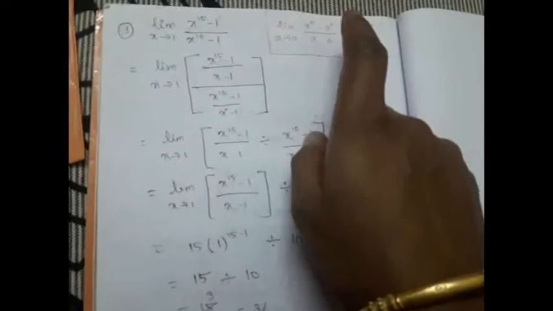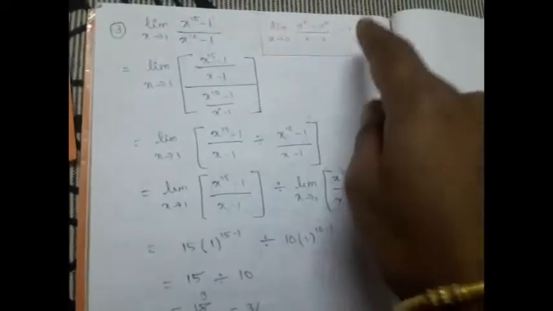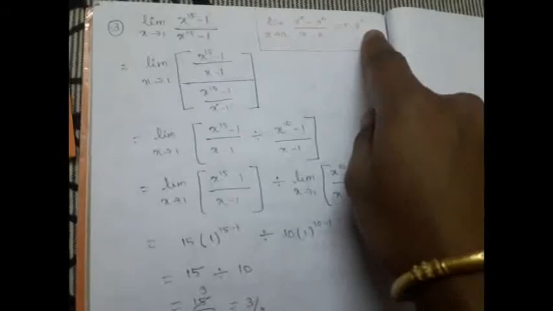If it is not in the form of 0 by 0, if you have 0 divided by some nonzero denominator, the answer is going to be 0 only. If the numerator and denominator are both not equal to 0, whatever answer you are getting, that is going to be your answer. This special treatment is needed only when both numerator and denominator are equal to 0. Then we have seen a problem using the theorem limit x tends to a, x power n minus a power n divided by x minus a, which is equal to n into a power n minus 1. And we have also seen a problem using the substitution method, right?